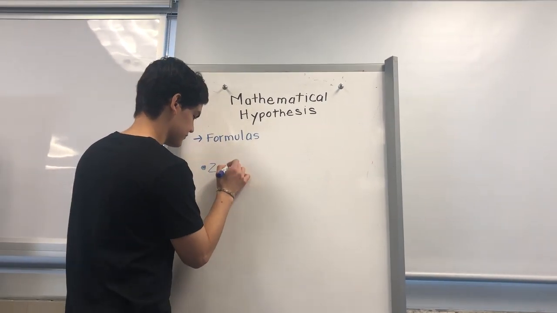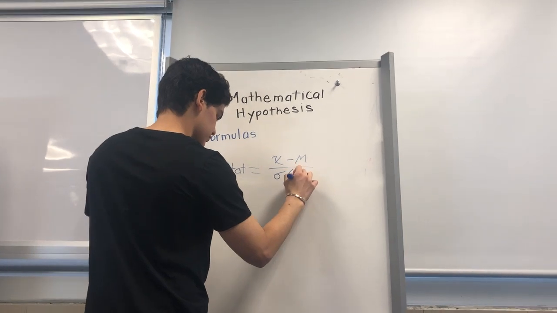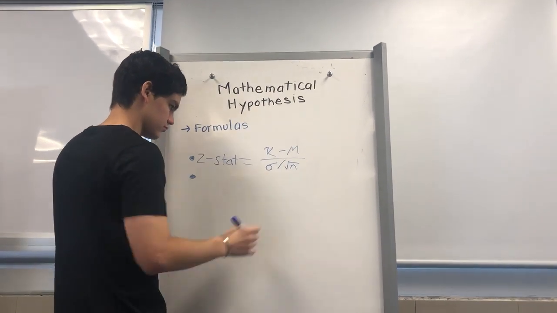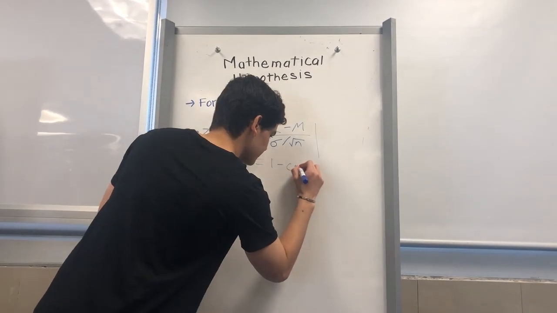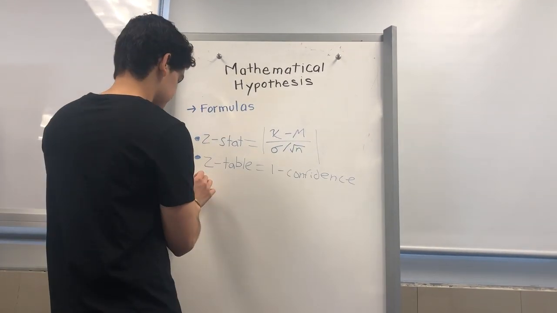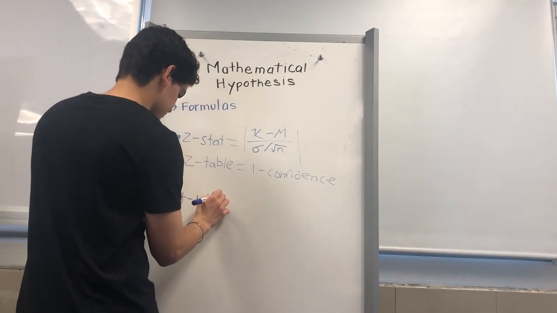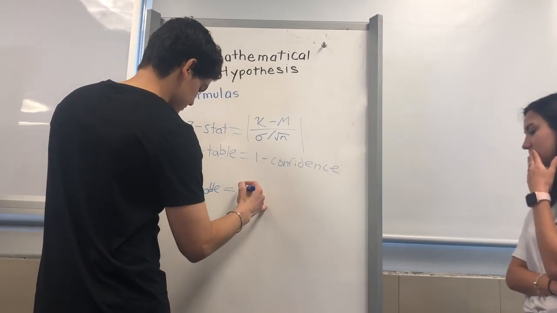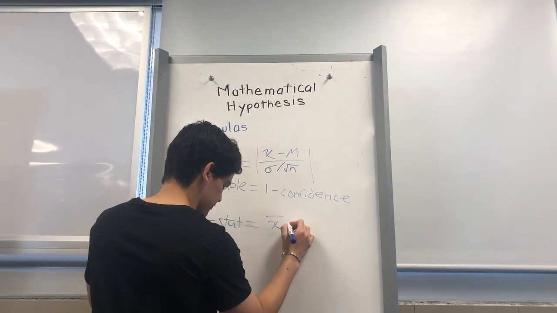The formulas to get the step 4 of calculating are different for each type of test. For Z-test, we get the stat by doing x minus the average, divided by the standard deviation, which is divided by the square root of the sample. For the table, we just subtract the confidence from 1. If the test is bilateral, we do the same thing, but we also divide that in 2. For the T-test, we do the same thing as we did for the Z-test.